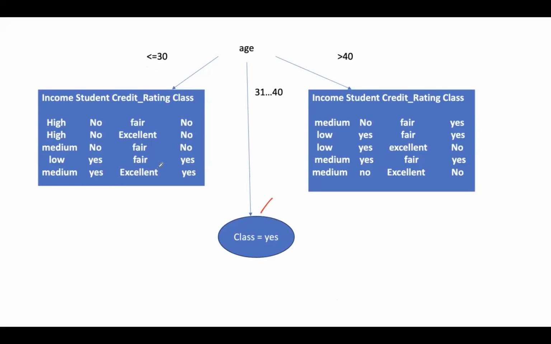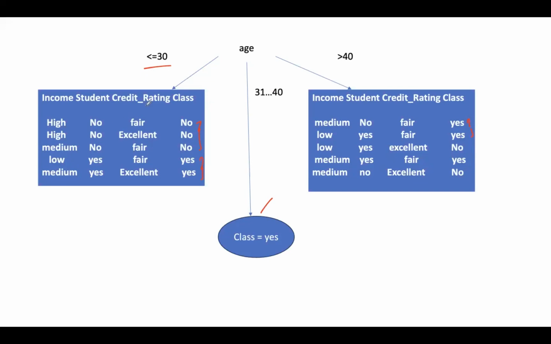And coming to the left part of the tree, here it is less than or equal to 30. But we are having 3 yes, 3 no and 2 yes. So we can't write it directly. Similarly, if you observe this right part, here also we have yes and no. So even we can't write this directly.